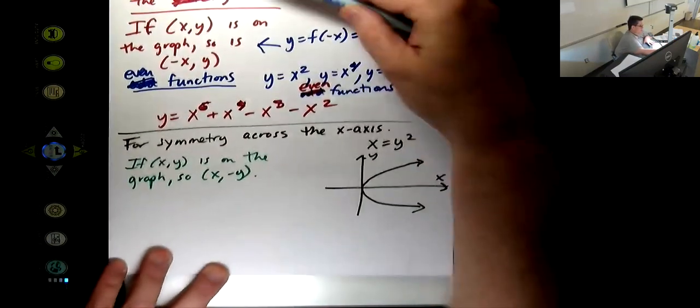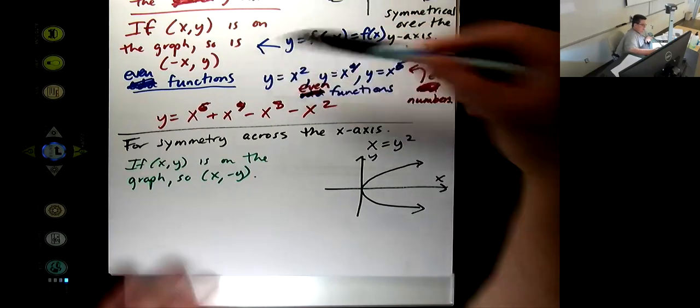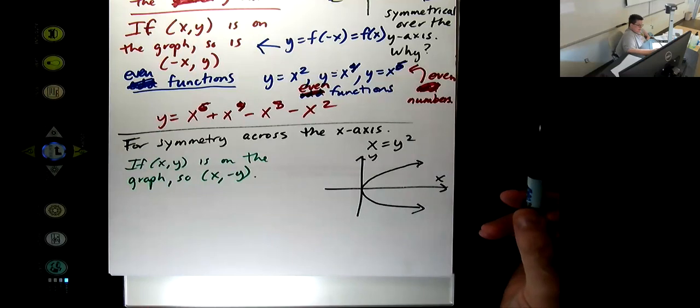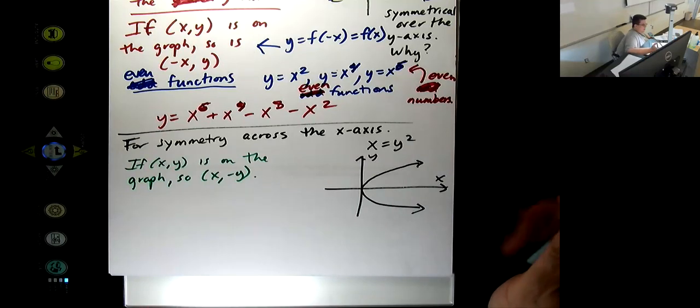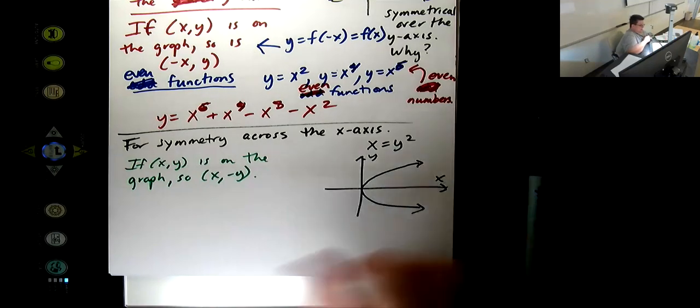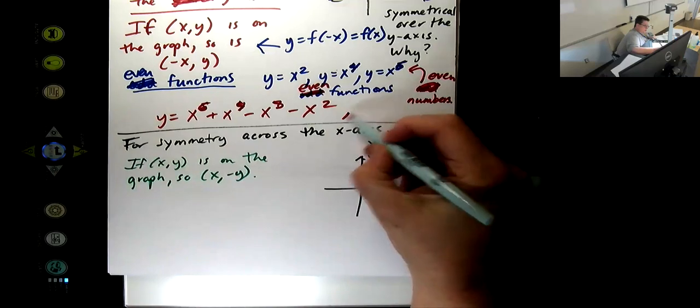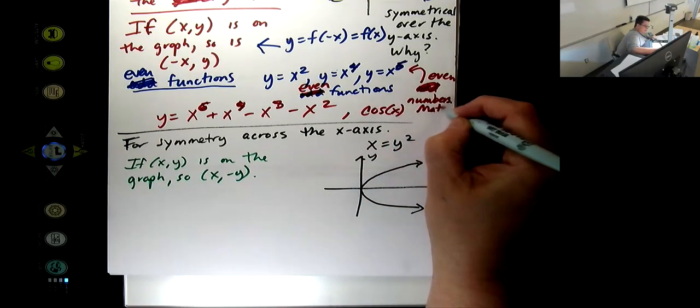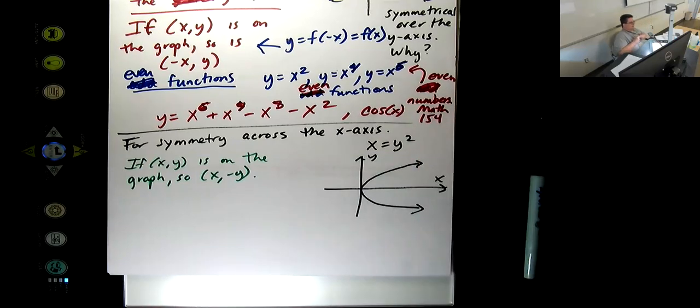That is for symmetry across the y-axis. These are called even functions, and it occurs with the even polynomials. When you study trigonometry, pre-calculus B, this will include cosine of x. This is in Math 154. So there are other even functions.